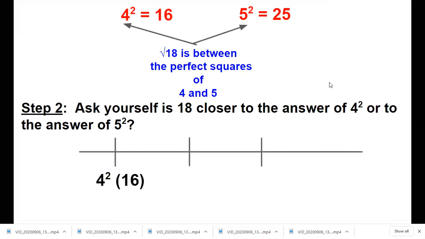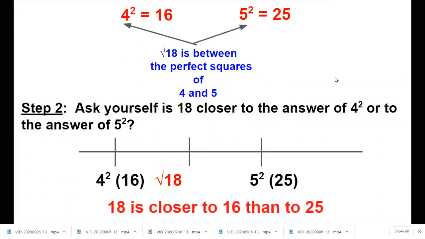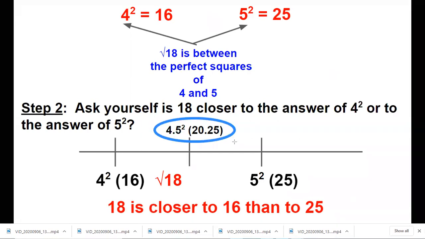So there's 4 squared or 16, there's 5 squared or 25, and square root of 18 is pretty close to 16 there. It's closer to the 4. And then we find the middle number between 4 and 5. Add up 4 plus 5, divide by 2, you should get 4.5. You're going to square that and get 20.25. So now that number is going to be our upper limit. We are going to eliminate the old upper limit now because square root of 18 is going to be between here and there.